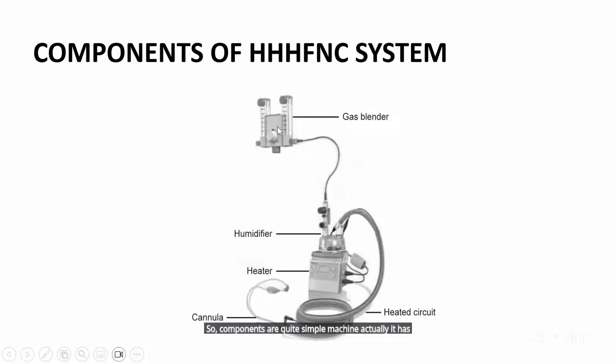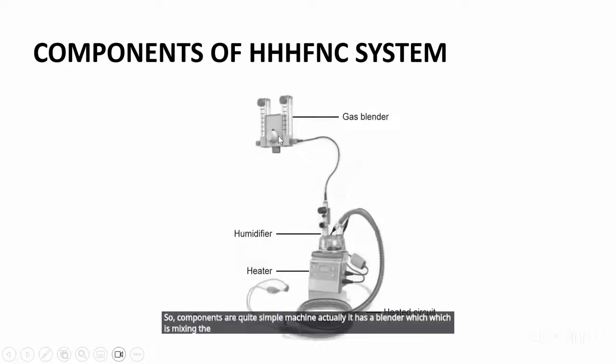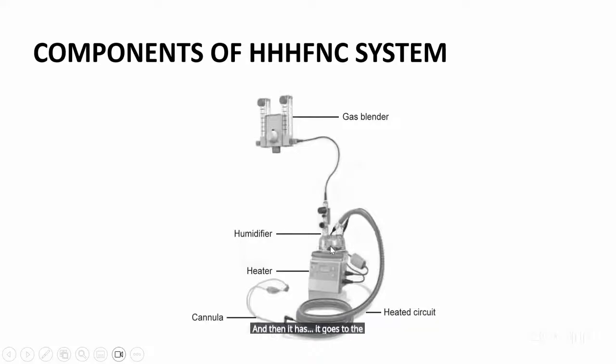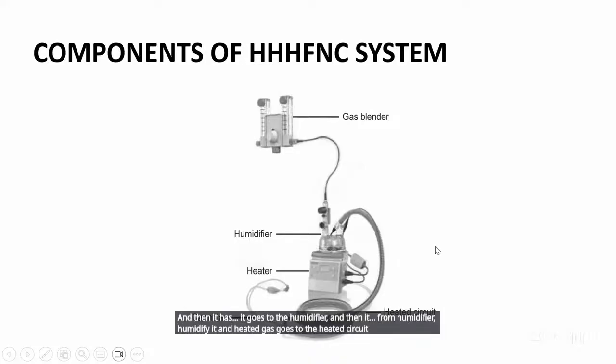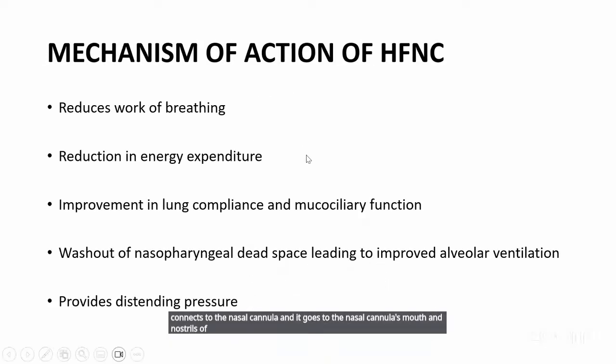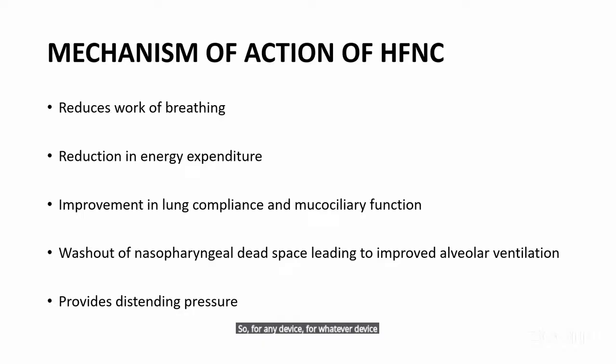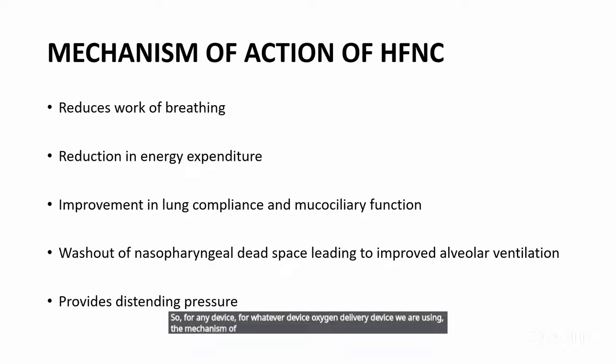It has a blender which mixes the air and the oxygen, and we can adjust the knob to deliver the FiO2 as per the adjustment. Then it goes to the humidifier, and the humidified and heated gas goes through the heated circuit, connects to the nasal cannula, and goes to the nostrils of the patient. For whatever oxygen delivery device we are using, the main objective remains the same: it should decrease the work of breathing of your child.